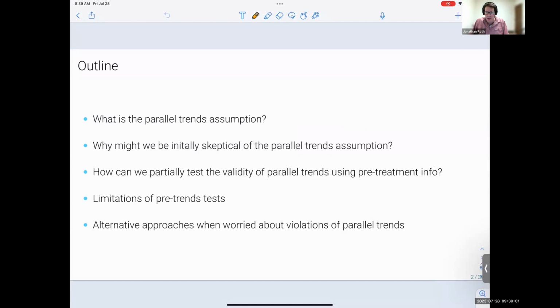And then, I think one of the reasons that diff-in-diff is so popular is that we can partially test the validity of the parallel trends assumption using pre-treatment information. That is what are typically called pre-trends. That makes a lot of sense, and I'll talk about why. But then I'll also spend a lot of time talking about what the limitations of those pre-trends tests are. If we just look at the pre-trends and they aren't statistically significantly different from zero, can we just move on with our lives? I'll argue that, even if they're not statistically significant, we may still be a little bit worried. So then I'll finish the lectures today by talking about alternative approaches for when we're worried about violations of parallel trends that help address some of these limitations of pre-trends tests.